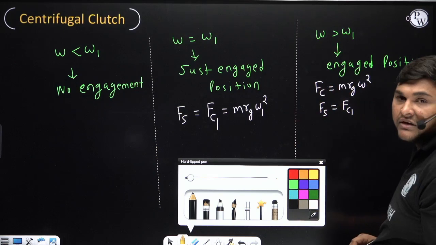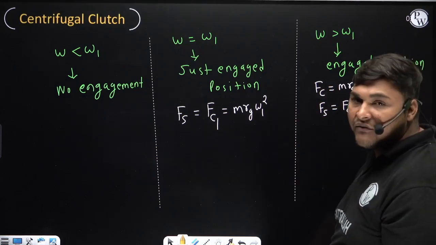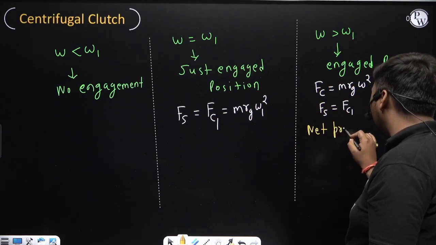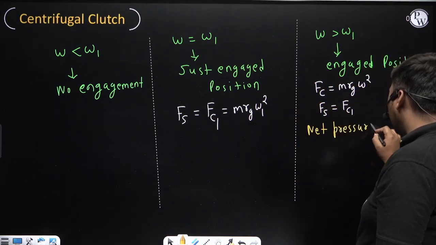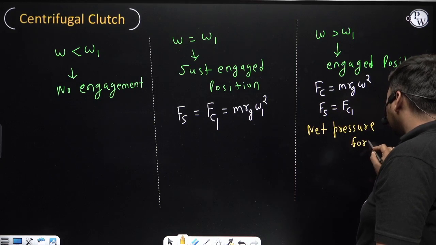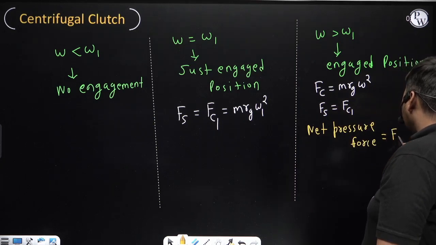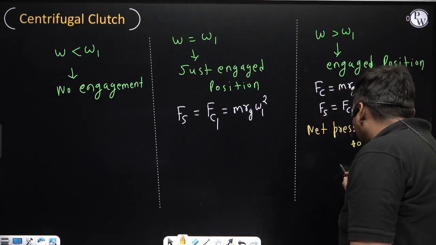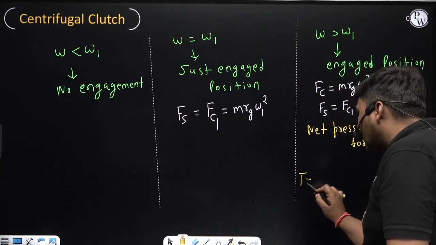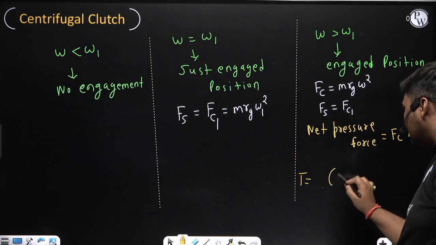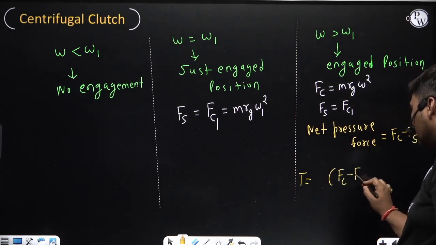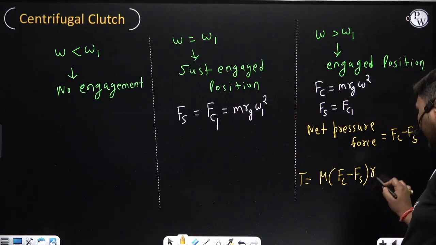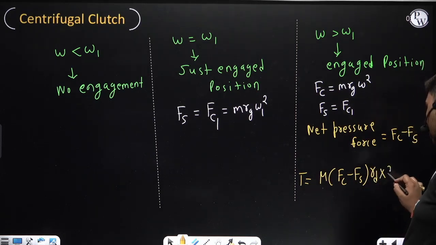Now, if actual speed omega is greater than omega 1, then definitely Fc will come more than Fs. And if Fc is more than Fs, what will be the expression of net pressure force on friction lining? Net pressure force will be Fc minus Fs. Then what will be the expression of friction force? I am directly writing the expression of torque. Net pressure force is Fc minus Fs, then friction force will be mu into (Fc minus Fs). Friction torque is that into Rd. And for total torque, multiply this with the number of shoes.